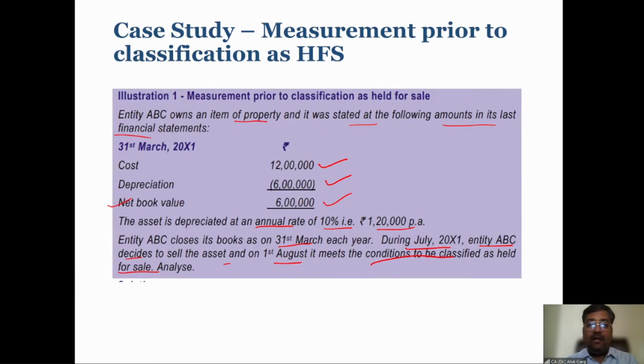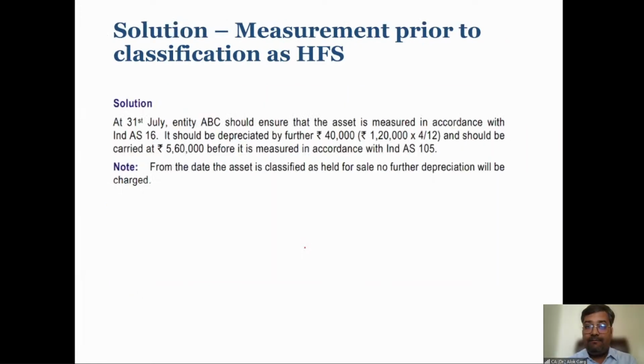And subsequently, on 1st August, it is meeting the held for sale criteria. It means for how many months depreciation you need to compute? April, May, June, July, 4 months depreciation. If 1,20,000 is per year depreciation, what is your 4-month depreciation? Your 4-month depreciation would be 40,000. So 6 lakh minus 40,000, 5 lakh 60,000 will be your carrying value, right?